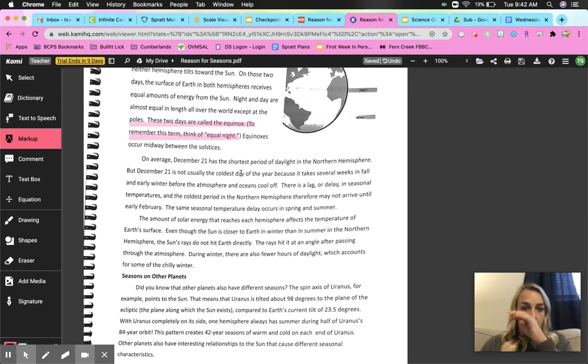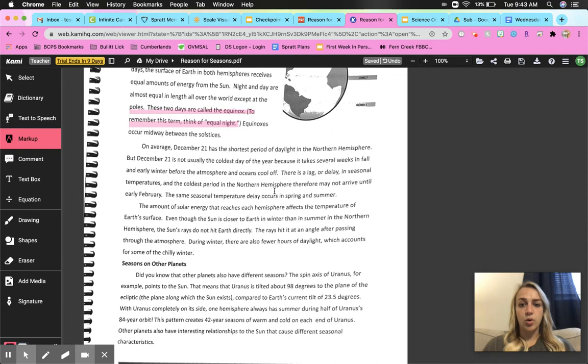All right. On average, December 21st has the shortest period of daylight in the northern hemisphere. But December 21st is not usually the coldest day of the year because it takes several weeks in fall and early winter before the atmosphere and oceans cool off. There is a lag or delay in seasonal temperatures, and the coldest period in the northern hemisphere, therefore, may not arrive until early February. And we know this to be true because we know that the end of January into February and sometimes March is really, really cold for us and really snowy.